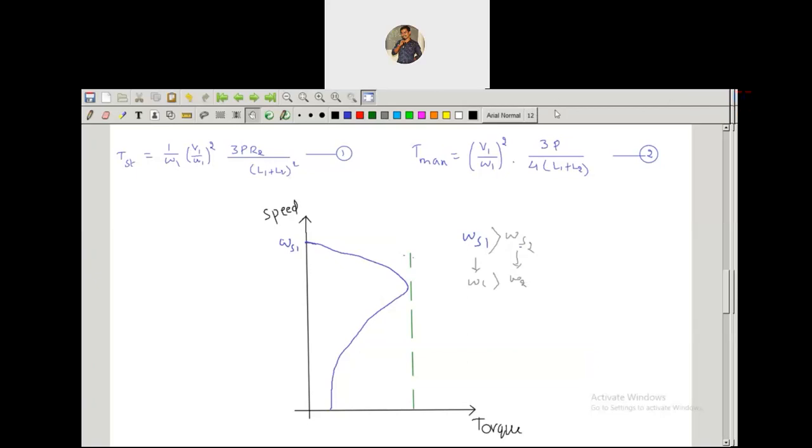Hello? For frequency omega 2. So it is not the total frequency. I am taking one more frequency which is less than omega 1 for this speed. And what about the starting torque? Is it going to increase or decrease? Increases.